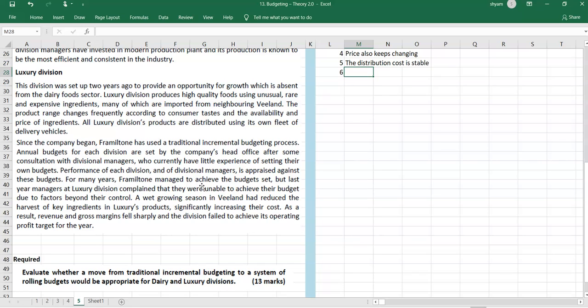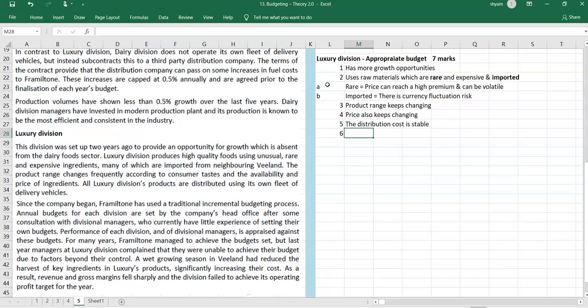For many years, Framilton managed to achieve the budgets set, but last year, managers at the luxury division complained that they were unable to achieve their budget due to factors beyond their control. A wet growing season in Wieland has reduced the harvest of key ingredients in luxury products, significantly increasing cost. So that is the problem with the rare material. The company uses a rare raw material, and its price has gone up significantly. As a result, revenue and gross margin fell sharply, and the division failed to achieve its operating profit for the year. So I think we can conclude the points here.